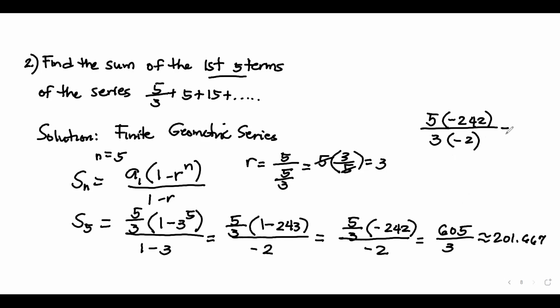And then 242 times 5 is 1,210, divided by 3 times 2, which is 6. Simplify this one by 2. 1,210 divided by 2 is 605. Then 6 divided by 2, the answer is 3. So we have 605 over 3, or approximately 201.667. That's it.